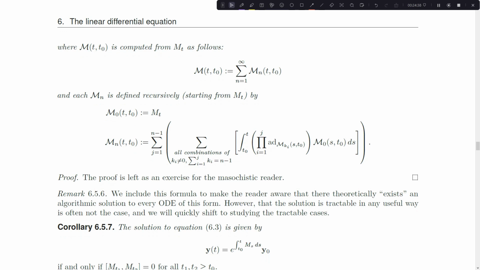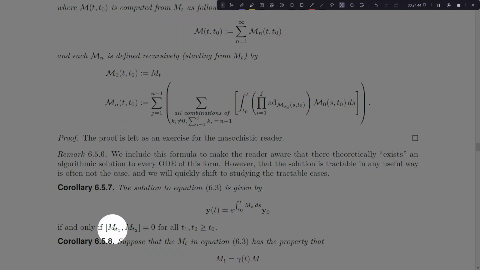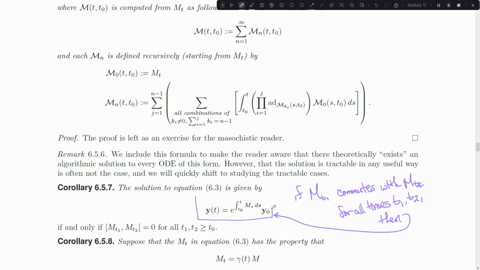We get away way easier if the commutator of the time-dependent M with another time-evaluated M is zero, right? So if I can evaluate M at two different times and the commutator is always 0, I'll write this down a little bit more explicitly. If M(t1) commutes, because remember, matrix multiplication is not commutative, commutes with M(t2) for all times t1, t2, then we can actually get away with something way easier that's a pretty easy matrix exponential to calculate.